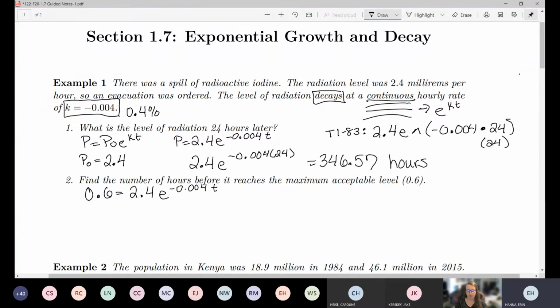Whenever we want to solve for something in an exponent, that's when we've got to pull out our trusty dusty natural logs. Well, we've got to do a little bit before we can take the natural log, but we're using that process of solving equations using logarithms. The first thing we always want to do is isolate the exponential. So we need to get that 2.4 over to the other side. We divide both sides by 2.4 to get it away from the exponential. That gives us 0.25 = e^(-0.004t).